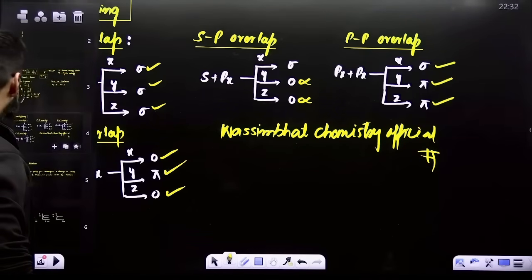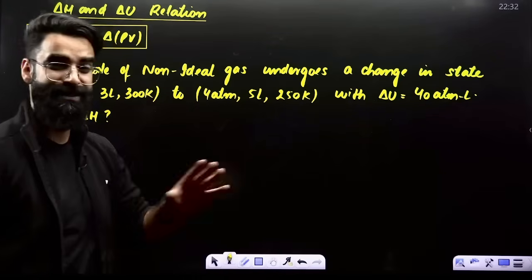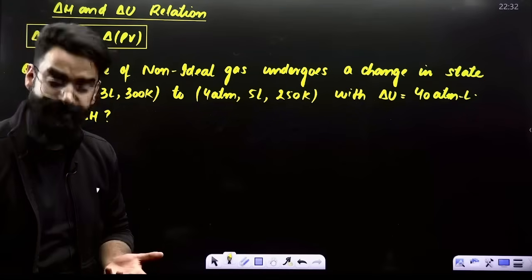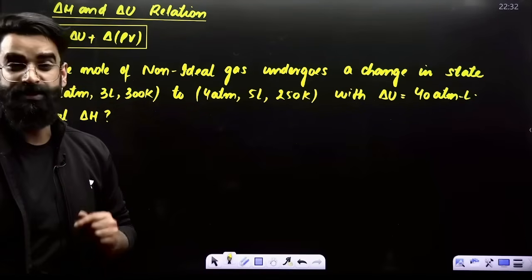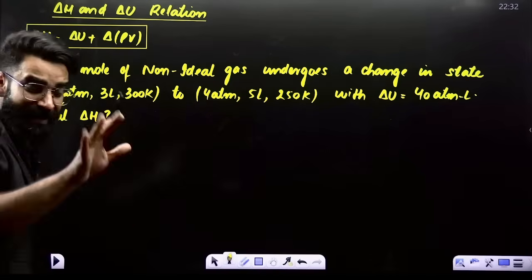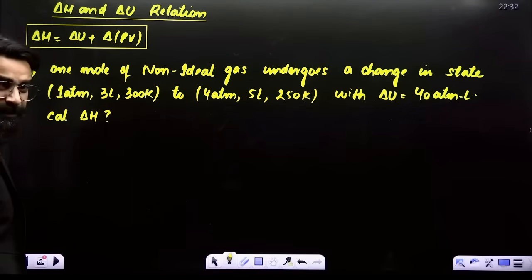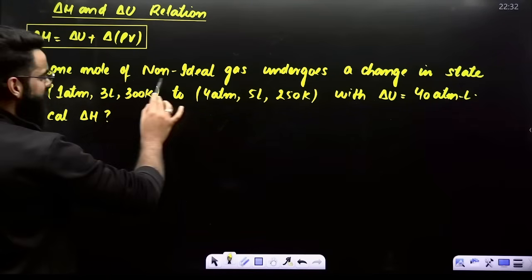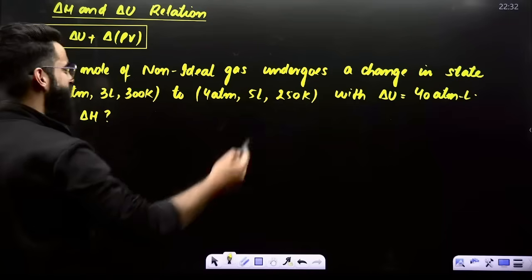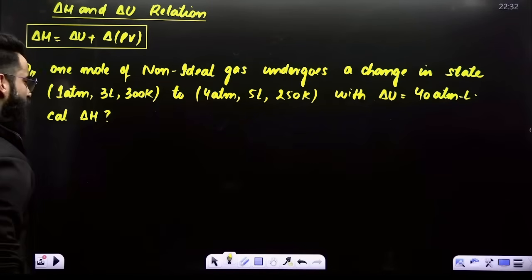Moving on to the next topic, my dear students. A frequently asked question in your JEE Mains, but the level of the question is exactly the same as your NEET. So you can expect this sort of question for sure when it comes to the relationship between delta H and delta U. My dear students, a general result is delta H is equal to delta U plus delta of PV. Now the question says you have 1 mole of non-ideal gas undergoing a change in state from this to this with delta U equal to 40 atm liter.